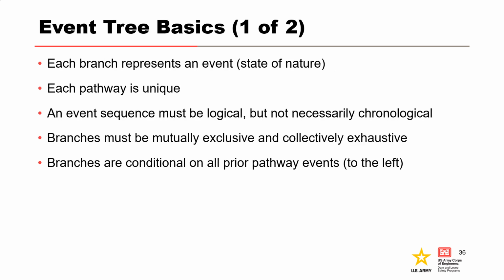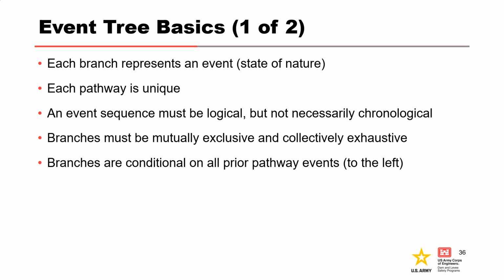Starting first with the basics of event trees. Each branch represents an event or state of nature. Each pathway of an event tree is unique. An event sequence must be logical, but not necessarily chronological. Branches must be mutually exclusive and collectively exhaustive. Remember that mutually exclusive events cannot occur together, and the probability of collectively exhaustive events will sum to 1.